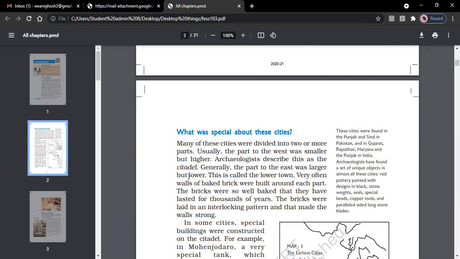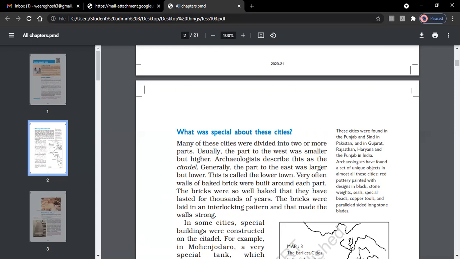See, underline the word citadel. So what is the citadel? Is it the lower town or citadel? It's a new thing. And see, the part to the west was larger but lower. This is called the lower town, and the part to the east was smaller but higher. This is called the citadel. So what is the speciality of these cities? What is special about the Harappan cities? Then if you get this question, you have to write the citadel and lower town both. Otherwise you can get a single question, that is, what do you mean by citadel?